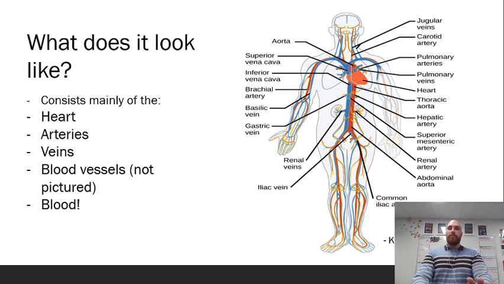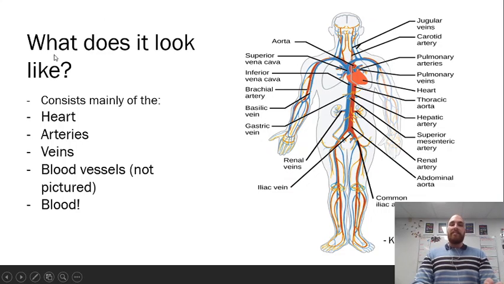What does it look like? So this is a diagram of the circulatory system. It's a very basic one, but the main things that it consists of, I've got my cursor here, so hopefully you can see it. The heart, so this is the heart. We've got arteries. Now the arteries are depicted as these red ones because we've got oxygenated blood coming through. Veins, so deoxygenated blood is going through the veins and goes back into the heart.